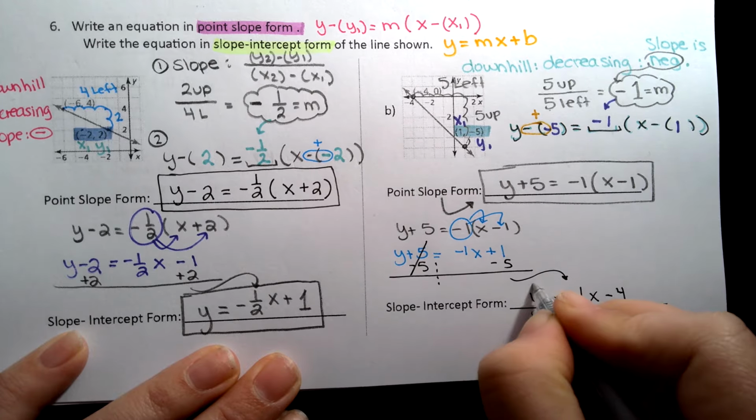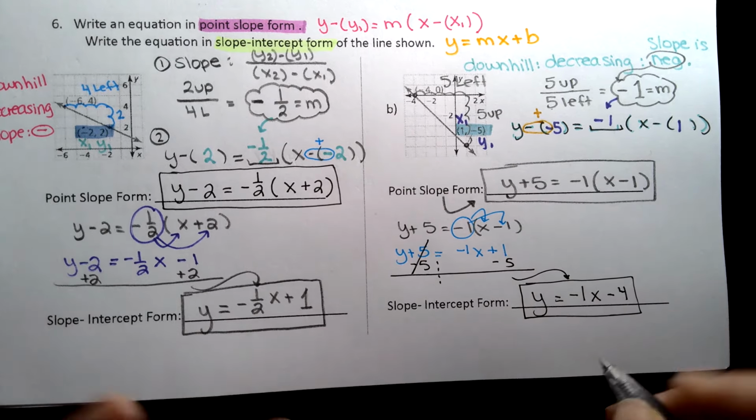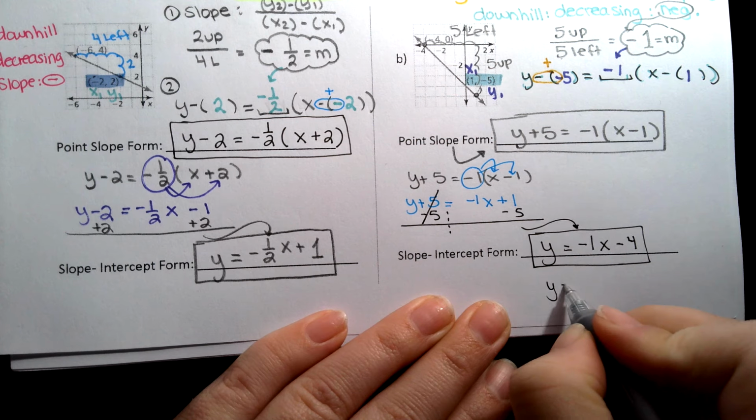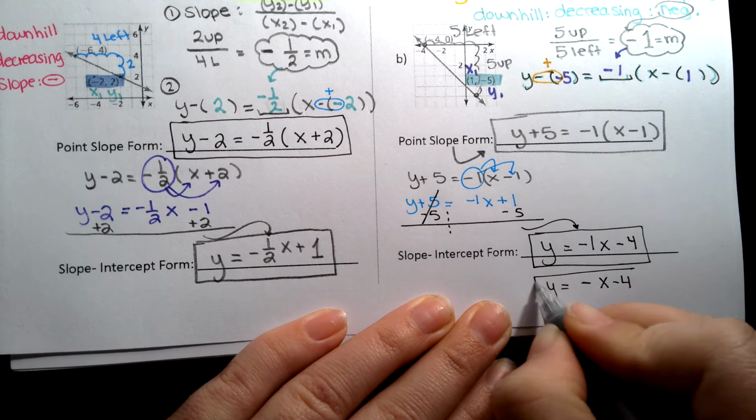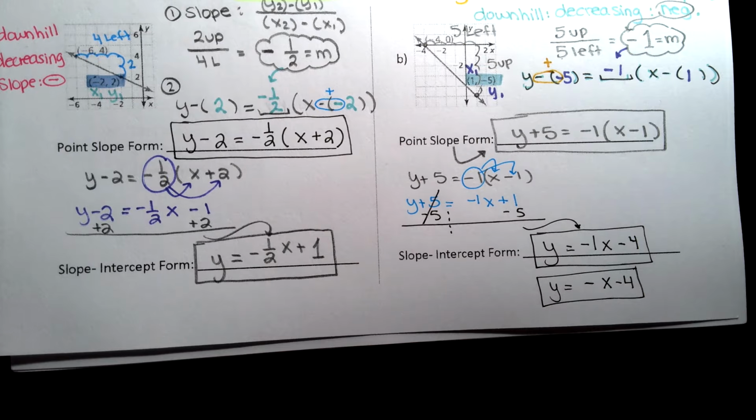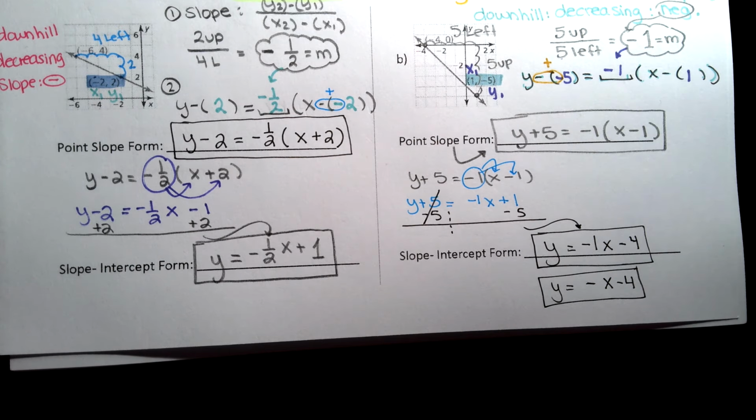Now again, if you give me this answer, that is perfectly okay. But sometimes we want to not put a 1 next to x, so we put negative x minus 4 like this. Either answer is okay. I will accept both. Okay, moving on.